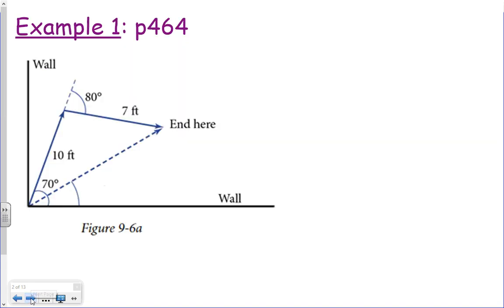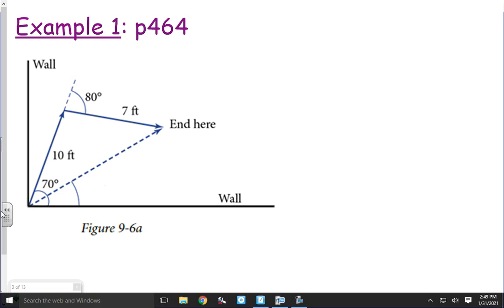All right, let's take a look at an example. Look at example number 1 on page 464. They give us this picture to go along with it, actually on the previous page. It says you start at the corner of your room, which is the bottom left of that picture, and you walk as shown in figure 9.6a. Let me just draw on top of this here.